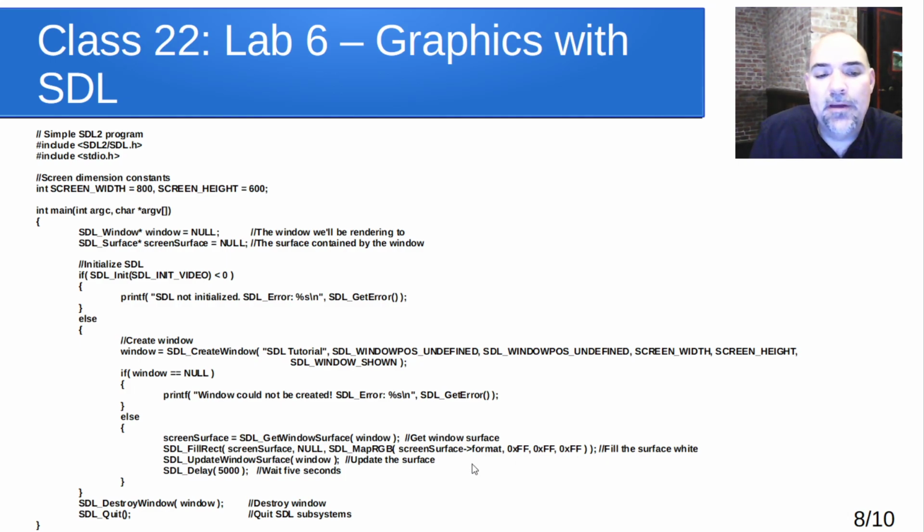I'm going to get a white window. And then I call this SDL update window surface. That's kind of like pygame.display.update. That will show up on the screen. And then I call this SDL delay, which waits for 5,000 milliseconds or 5 seconds. And then it will destroy the window and then quit.